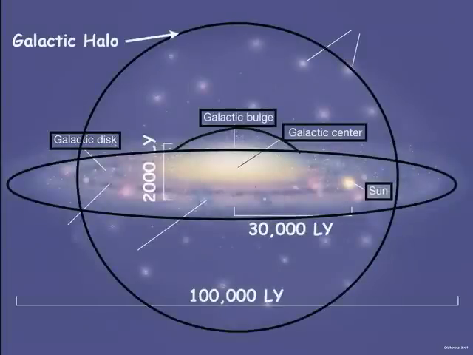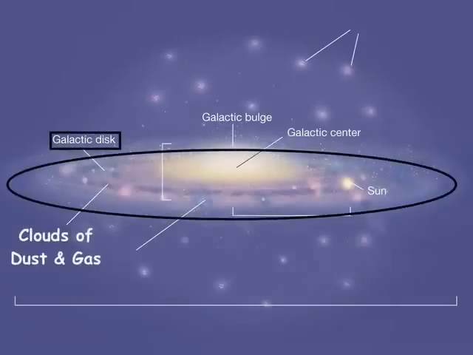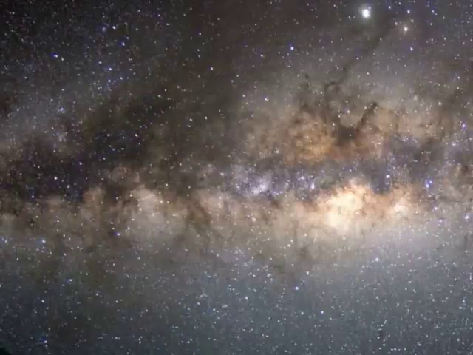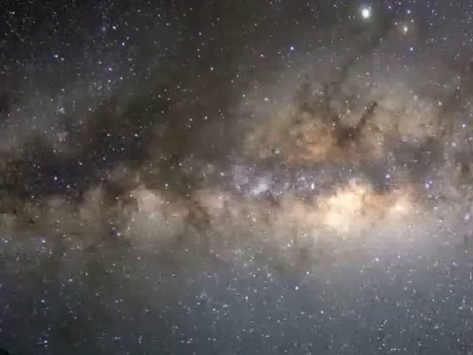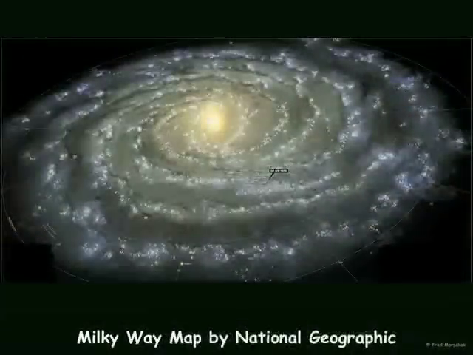The galactic halo goes around the whole thing. The galactic bulge is just around the middle. There are clouds of dust and gas around this galactic disk, and these clouds of dust and gas generally form stars. And so we see near the center there are lots of different clusters of stars.